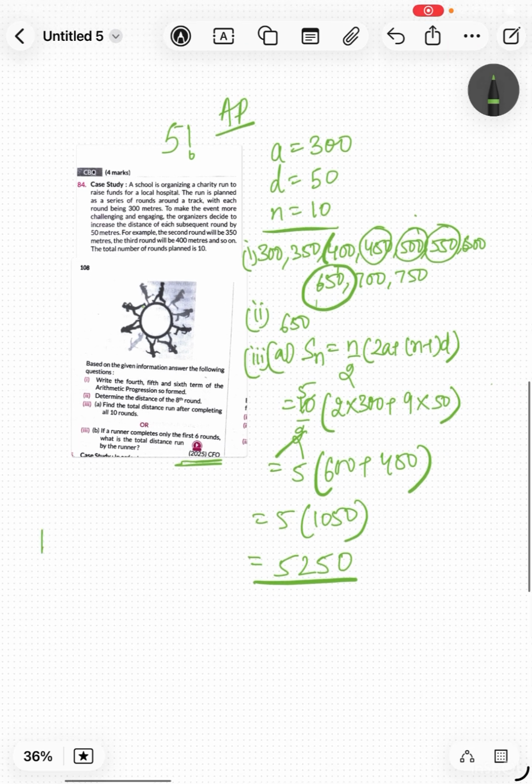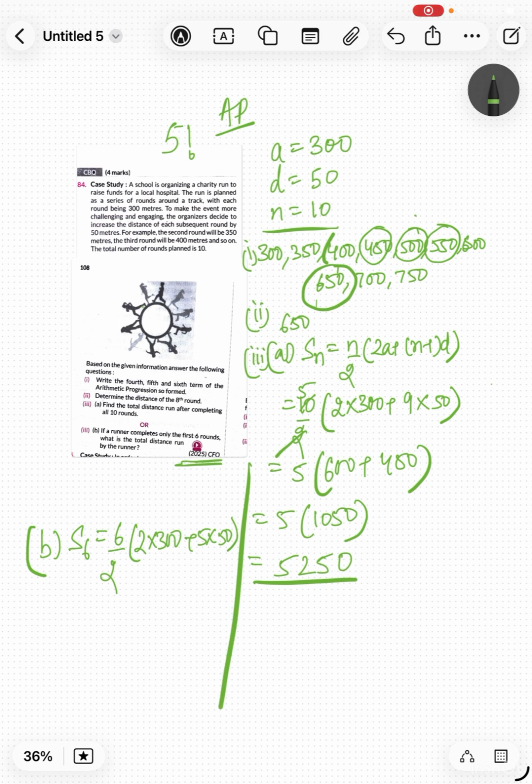Now part B. Part B says that if a runner completes only the first 6 rounds, what is the total distance? So basically the sum of the first 6 rounds. So S6 is asked. n by 2, 2a plus 5 into 50. Okay, so 3 into 600 plus 250. Okay, 3 into 850. Now 2550 is the answer.